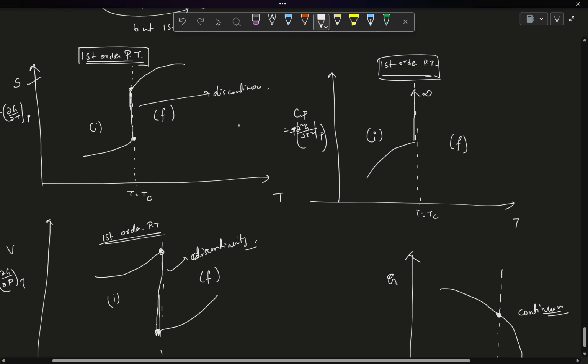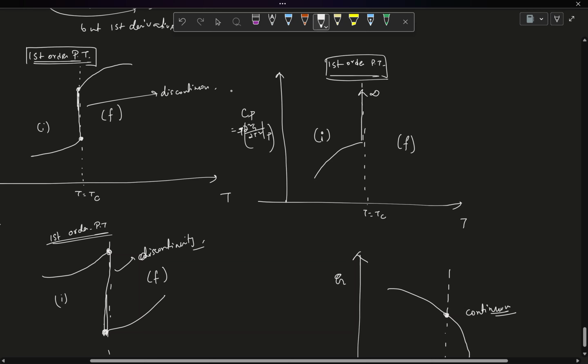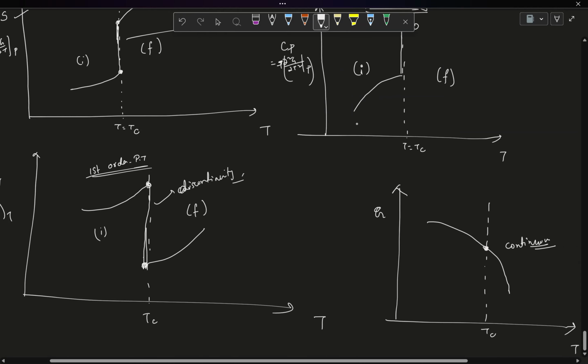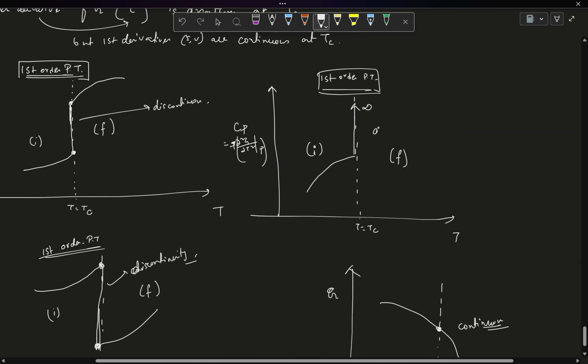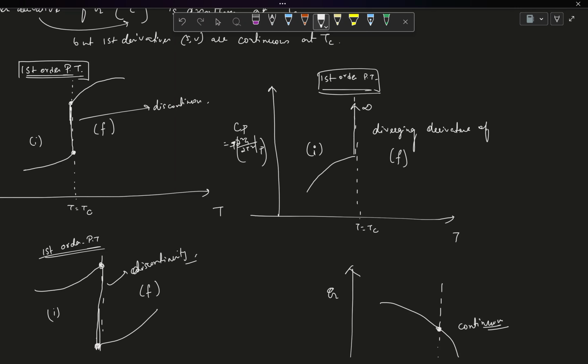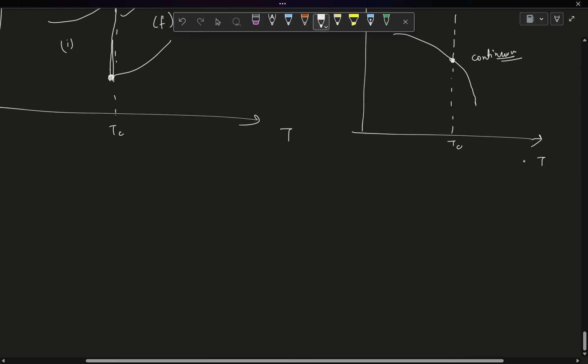the first order phase transition, and the second order derivative is the derivative of S, which is already discontinuous at Tc. So where the actual quantity is discontinuous at some point, if you take the derivative of that quantity, that will be diverging at that point of discontinuity. So that is why you are seeing the diverging nature, the derivative of a discontinuous function at Tc. So this is the idea.